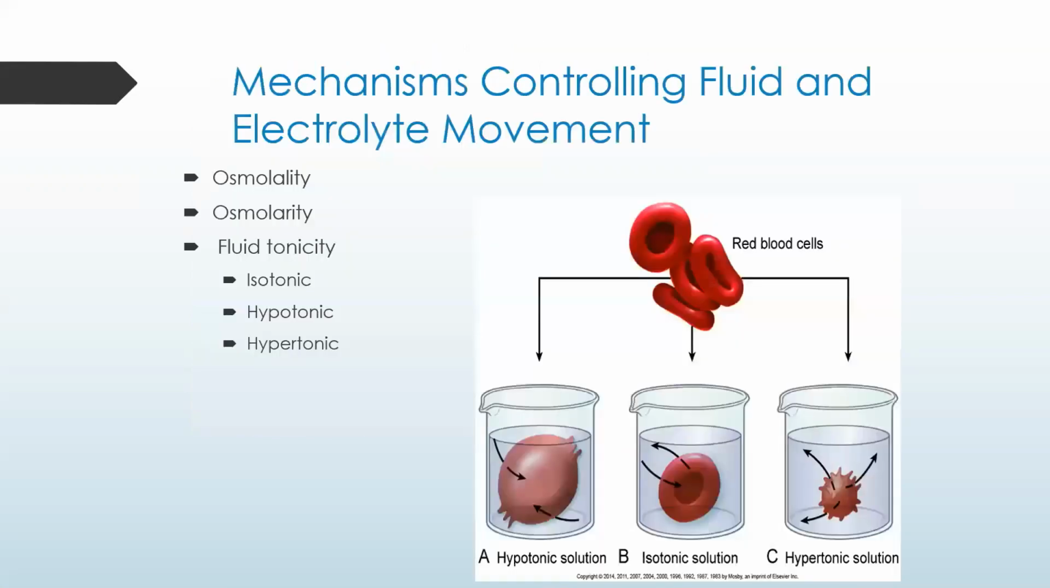Mechanisms for controlling fluid and electrolyte movement. Remember, osmolality and osmolarity are different, as we discussed in class, just different by measurements. Osmolarity is the preferred measurement for body type fluids. Osmotic pressure helps to move a solution of water from inside the cell to the outside of the cell.